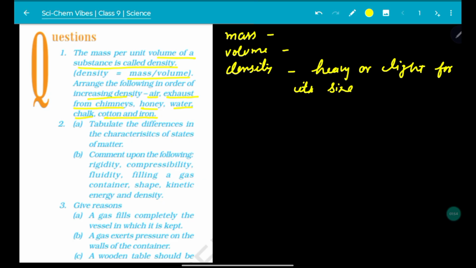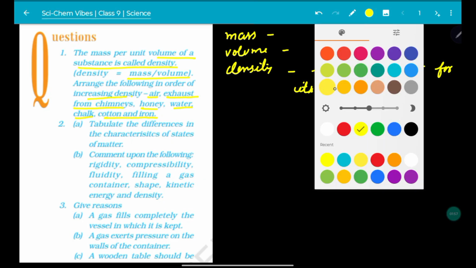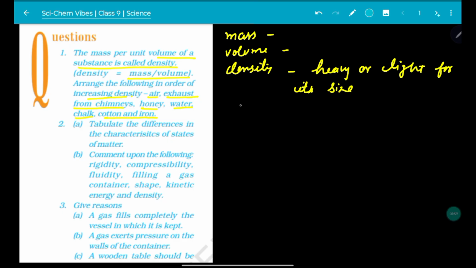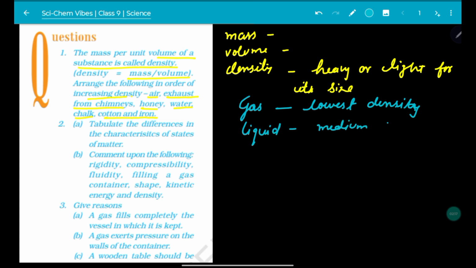Now remember one important rule. If it is a gas, it has the lowest density. If it is a liquid, it has medium density, greater than gas but lower than solid. Generally, solids have the highest density.